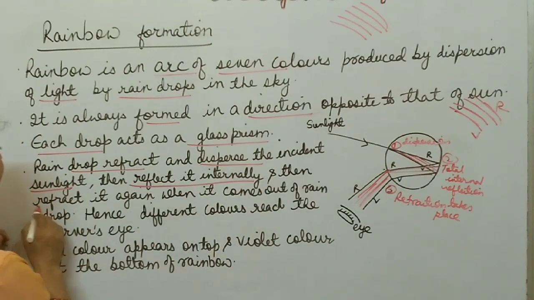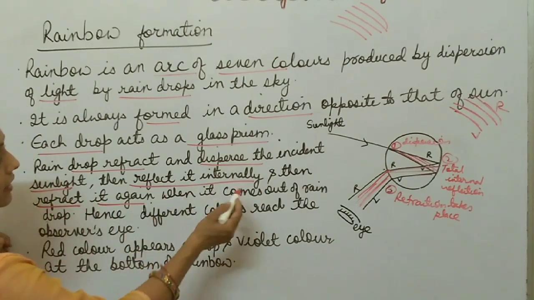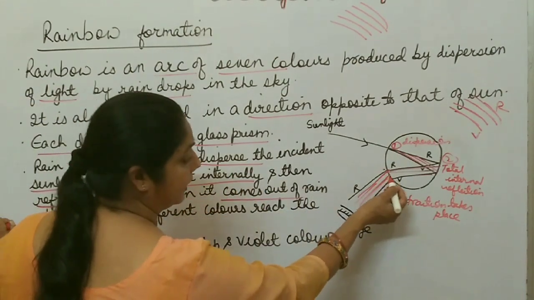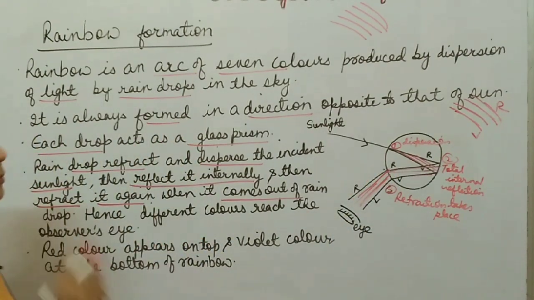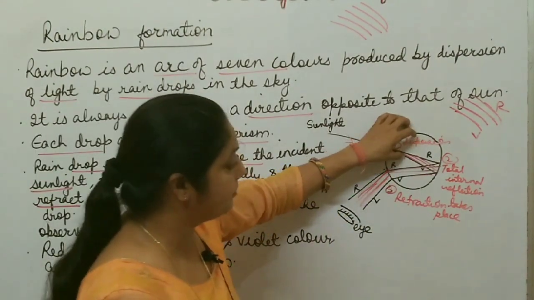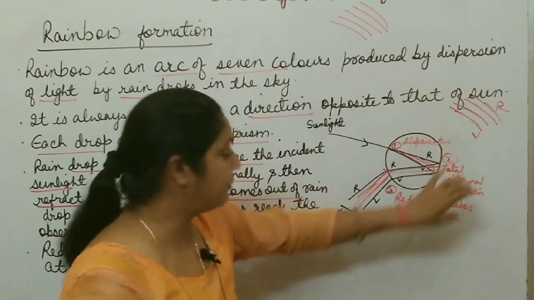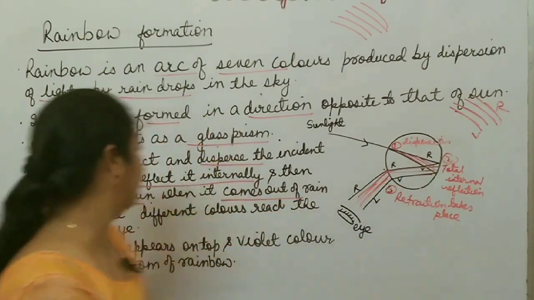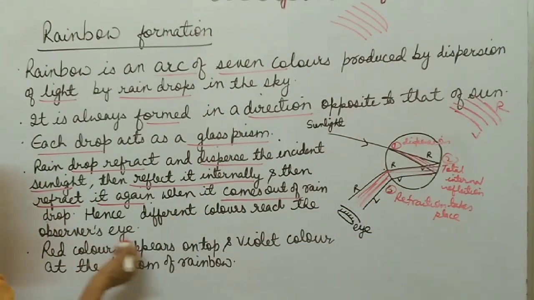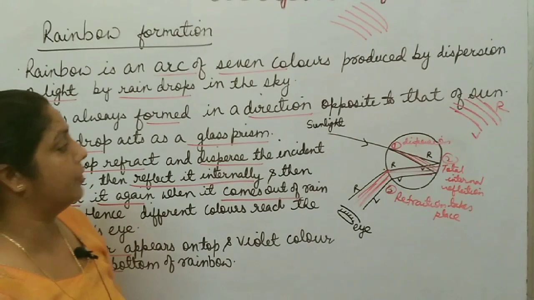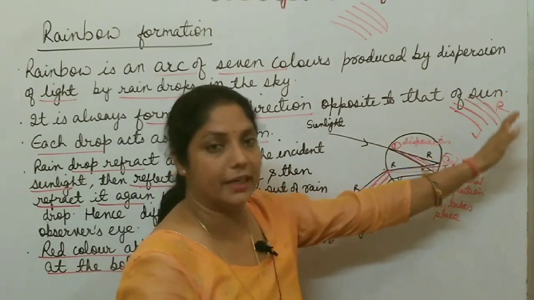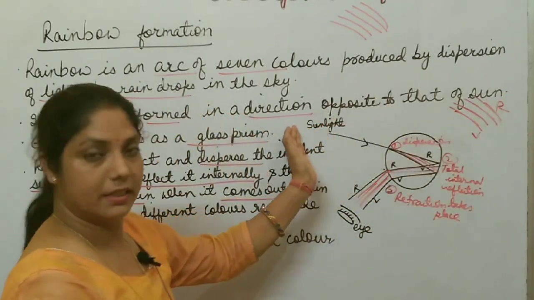And again then refract it when it comes out of the raindrop. And again here refraction takes place. So there are 3 processes. First is dispersion, then total internal reflection, and then refraction, and at last it reaches the observer's eye. Red color appears on the top of the rainbow and violet color appears at the bottom of the rainbow, and a rainbow is always formed in a direction opposite to that of the sun, right?